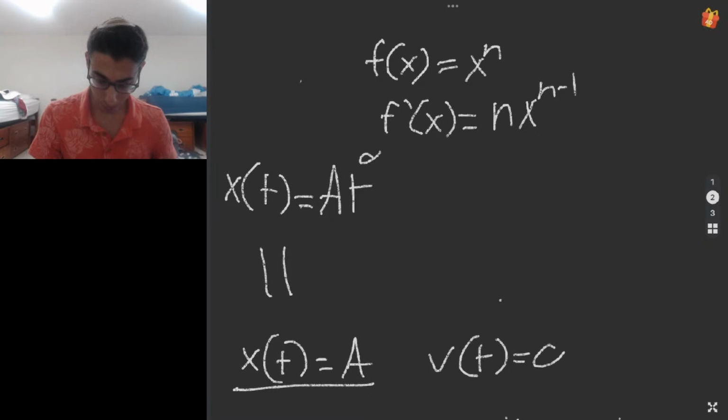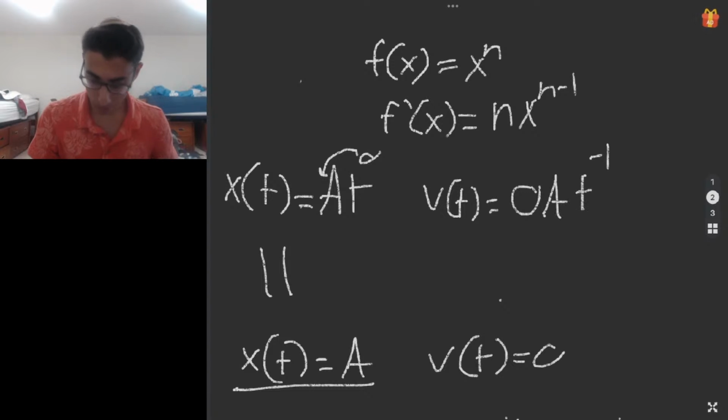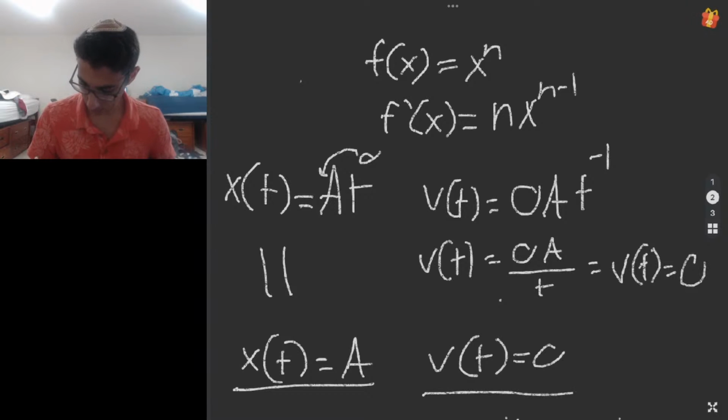So if we use this power rule to get the derivative of position, which is velocity, we would get v of t equals 0, because we're bringing this down, 0 times a times t to the negative 1, which would simplify further to v of t equals 0a over t. But since we have a 0 in the numerator and it's being multiplied by a, this all comes out to v of t equals 0, and that's exactly what we would expect.